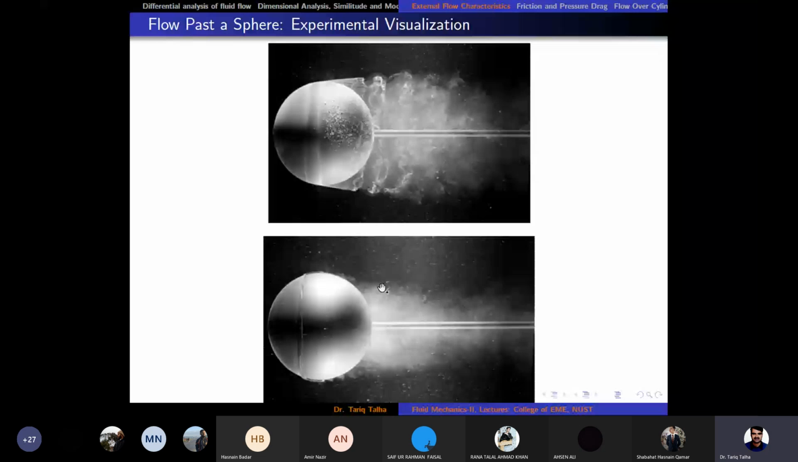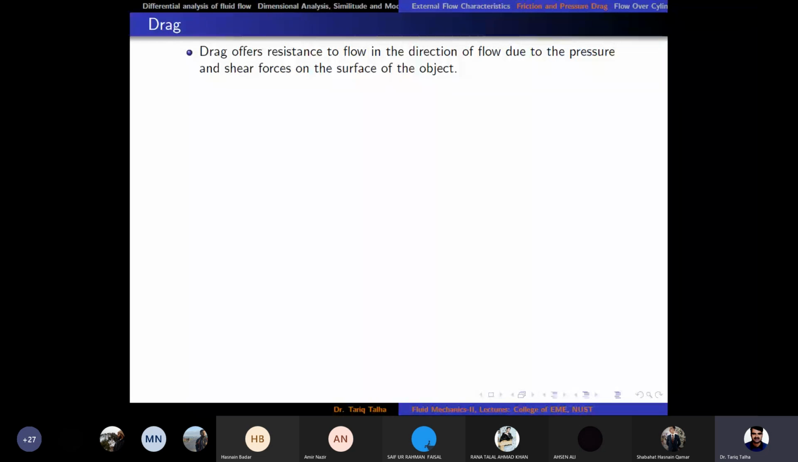Okay, so now we quickly go through the drag and lift forces which we discussed in quite detail in the last lecture as well as in this lecture. So what is the drag force? Drag force is basically the resistance to the flow in the direction of flow due to the pressure and shear forces on the surface of the object.